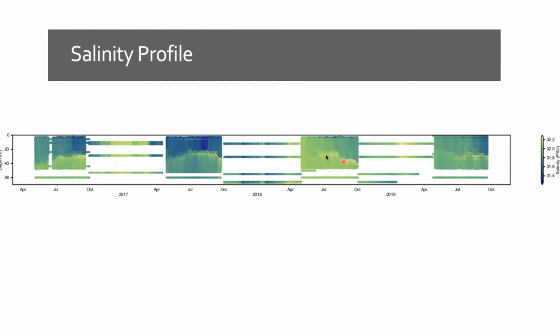The spikes right here at the thermocline, that's a known challenge with conductivity cells going across sharp thermal gradients. And so part of my role here is to help quality control that out.